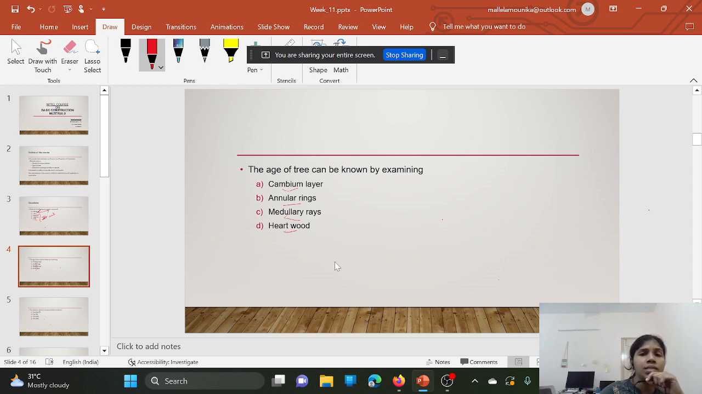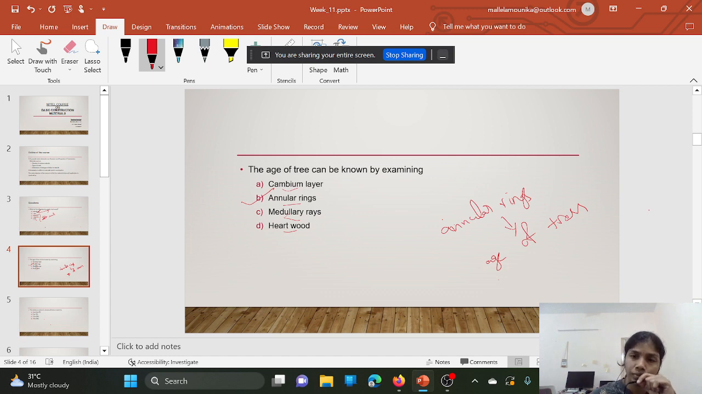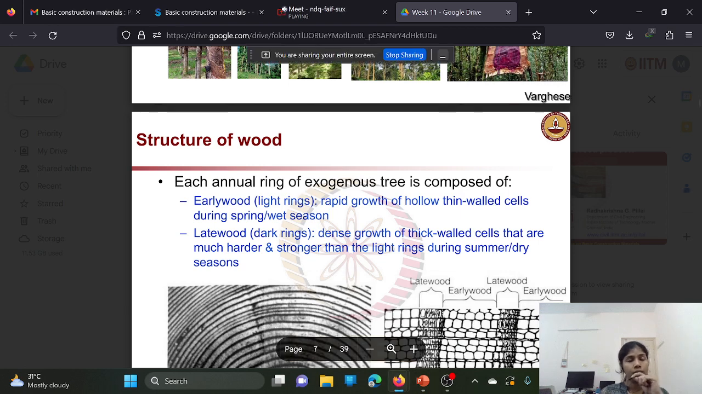The answer for this is annular rings. So based on the pattern of these annular rings, the age of the tree can be determined. The age of the tree can be determined by examining the annular rings that you can see in the lecture here. Now, the structure of wood.